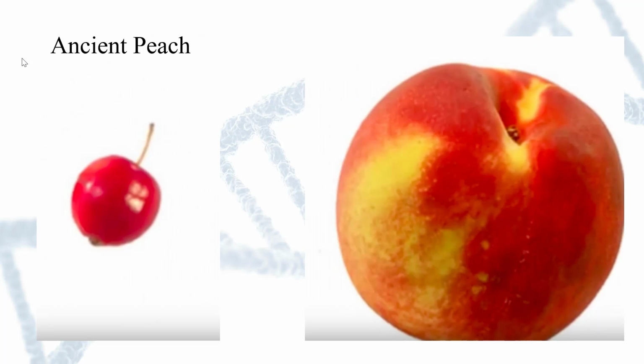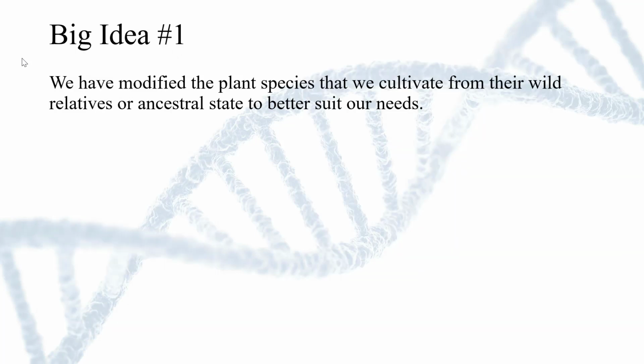So, huge differences between our modern varieties and our wild or ancient relatives. And that brings us to the first big idea of this lecture, first big idea of this course. And that is, we have modified the plant species that we cultivate from their wild relatives or ancestral state to better suit our needs, right? Pretty much every plant that we cultivate has been modified in some sense. And we've done that for much of our history through breeding, which we'll talk about.